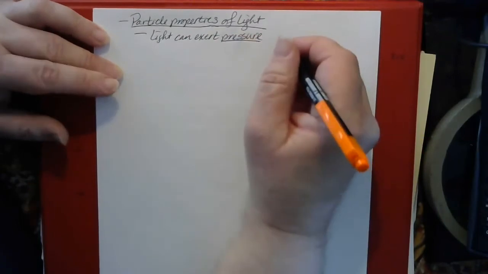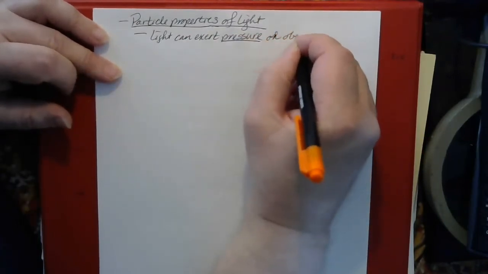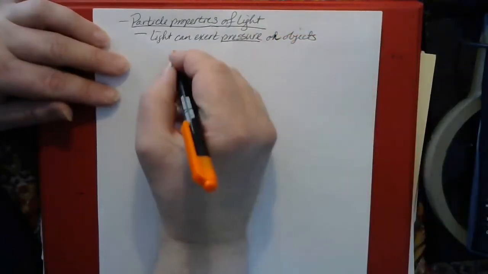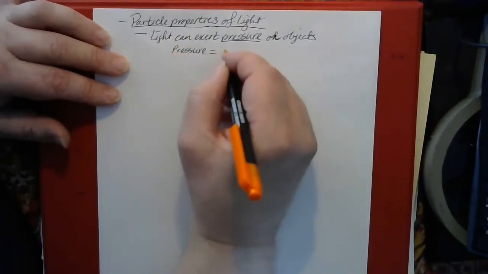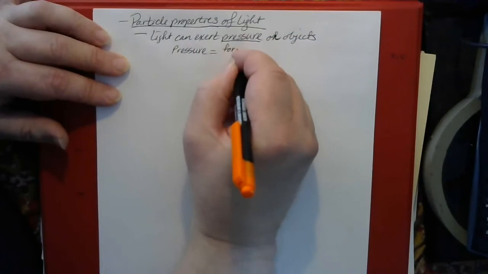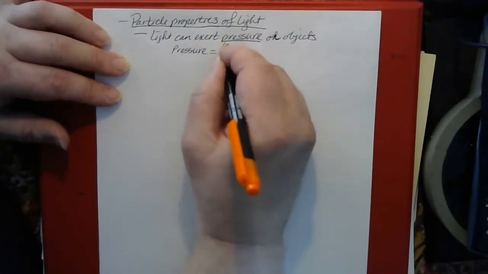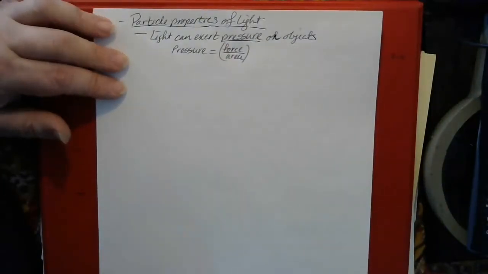Is that light is actually capable of exerting pressure on objects that the light falls on. Pressure is defined as the amount of force that's exerted per unit of area. Only particles can exert force.